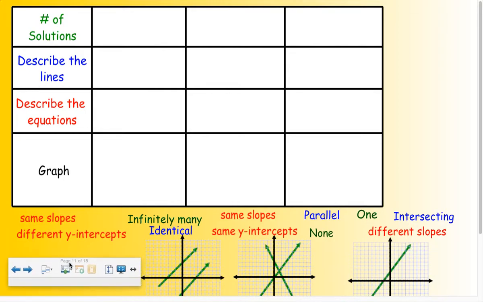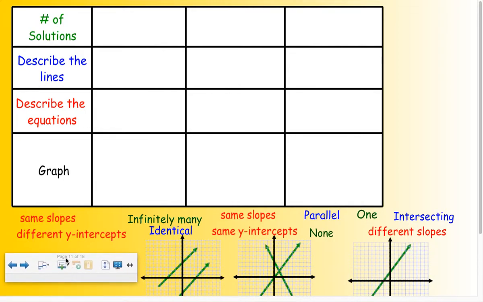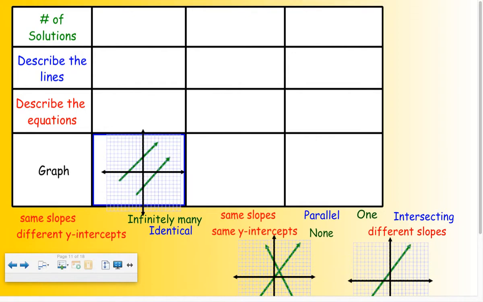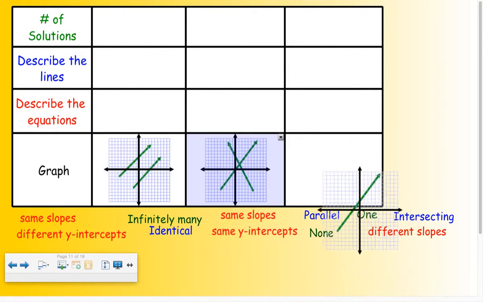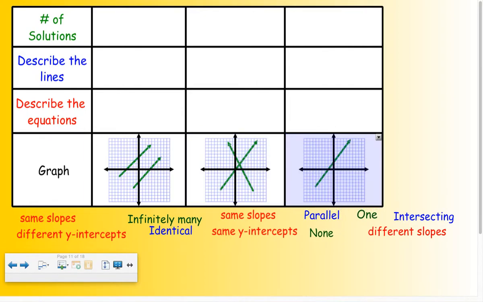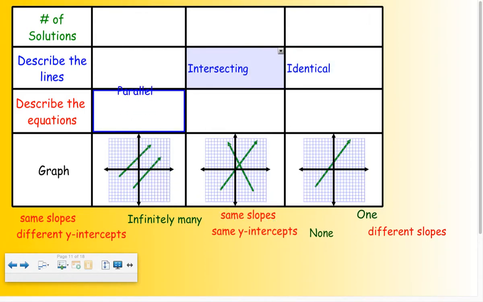Alright, so first we're just going to review a chart that tells us all of the possibilities for systems of equations. So, you can end up with parallel lines, intersecting lines, or identical lines when solving a system of equations. So identical lines make one line, intersecting lines intersect, and parallel lines are parallel.